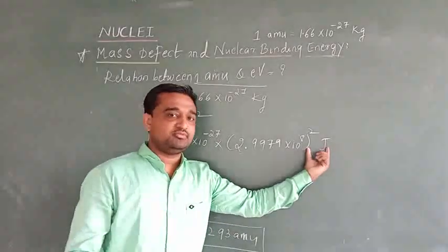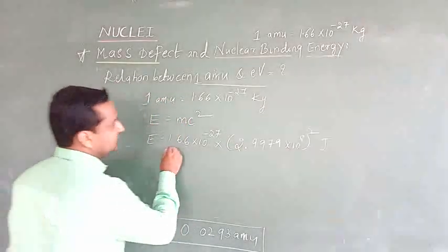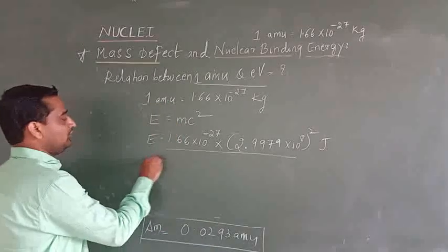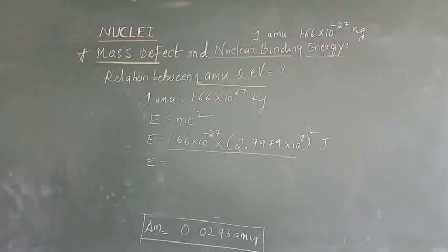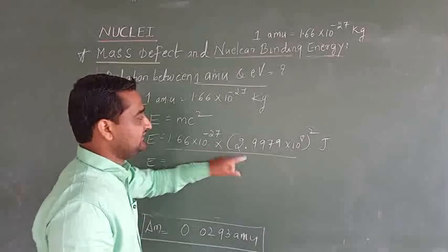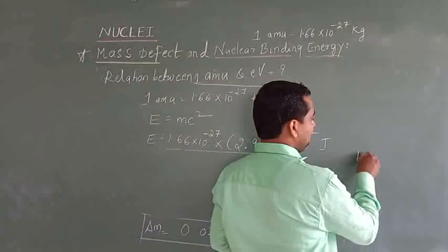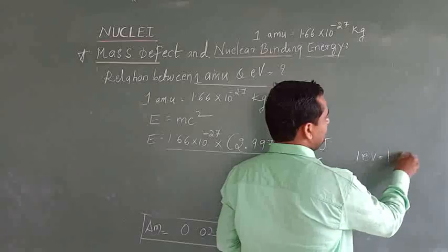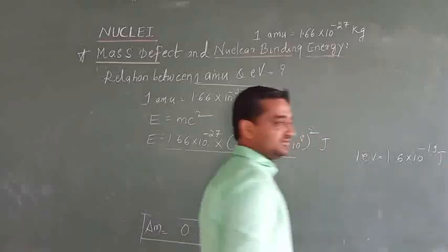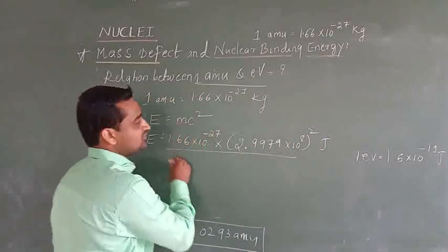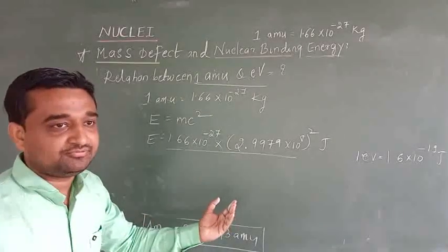So this value we are getting in terms of joule. Afterwards we have to convert it in terms of electron volt. Now you multiply these two. It is in terms of joule. We know that 1 electron volt is equal to 1.6 into 10 to the power minus 19 joule. Now that will be converted in terms of electron volt.